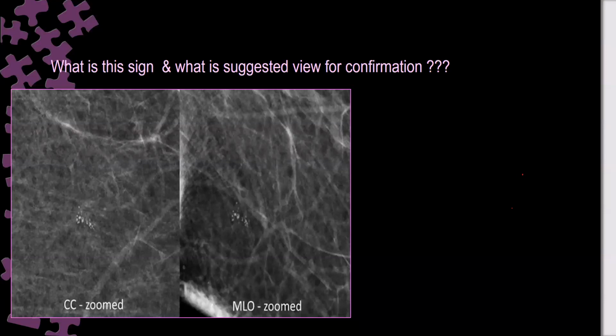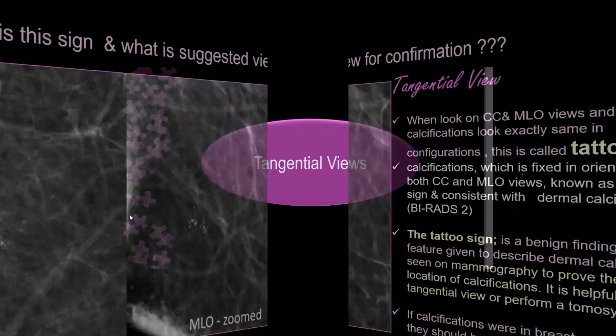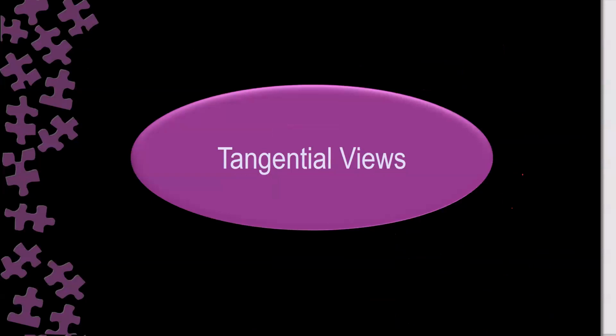You remember tattoo? We said this is a tattoo sign. This is a tattoo sign. Indicate that this is skin calcification. And you can confirm by tangential view. So we went through the tangential views.